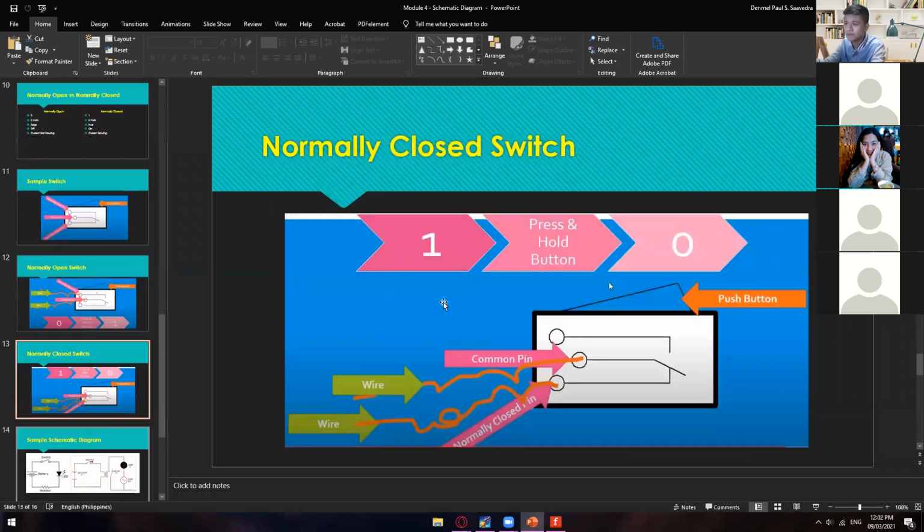And then for the normally closed switch, the wire is connected to the common pin, which is ground. So one wire is always on that pin because that is our ground, and the other one is connected to the normally closed pin. Initially, even though you're not pushing this one, it's in the on state, and once you pull this one, that's the time it will disconnect those two, so it will make it open.